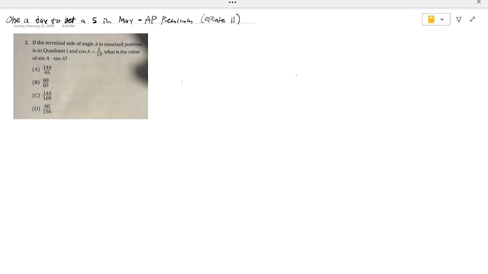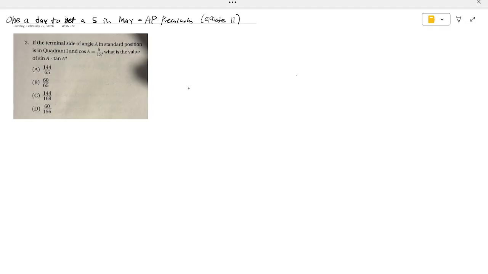So here's the problem. If the terminal side of angle A in standard position is in quadrant 1, and cosine of A is equal to 5/13, what is the value of sine A times tangent of A? Okay, so how about you try the problem, pause the video, and then just come back and review the answer. Alright, so hoping you paused the video.